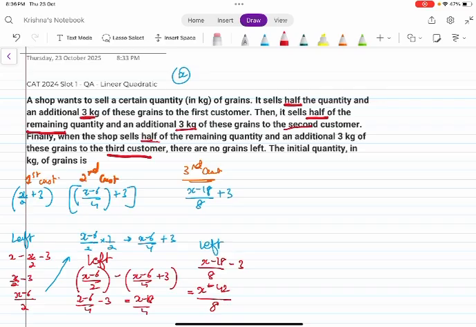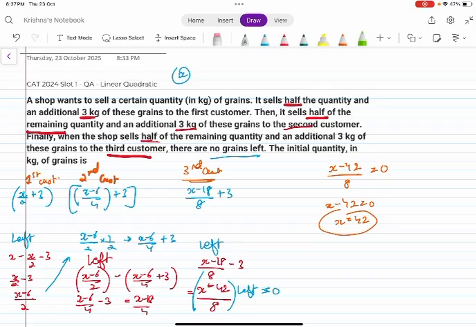Now it's given that then there are no grains left. Okay, so after this there are no grains left. So the value of this, the leftover part that we have, the question says that there are no grains left, so the value of this should be equal to 0. So let's take it to be 0. Let (x minus 42) upon 8 be equal to 0, or x minus 42 is equal to 0, or x is nothing but 42.